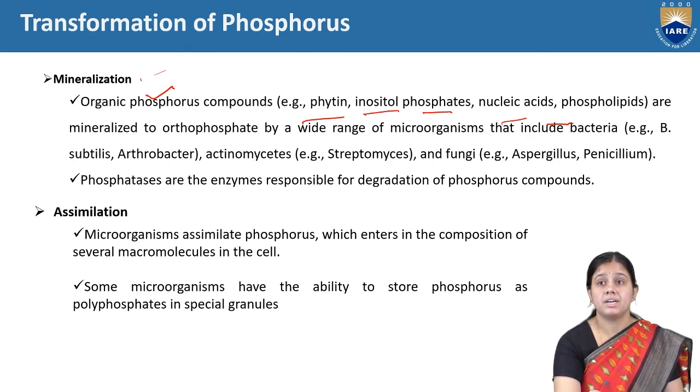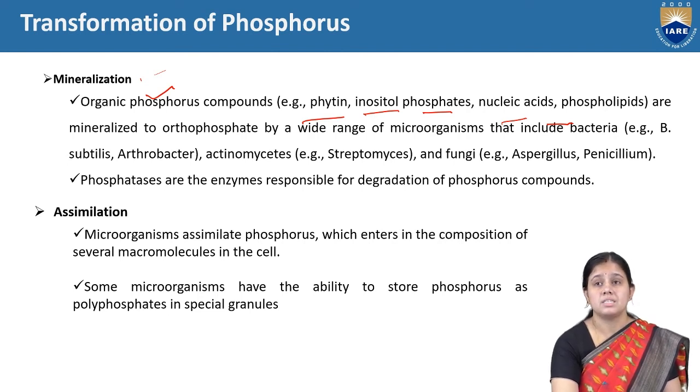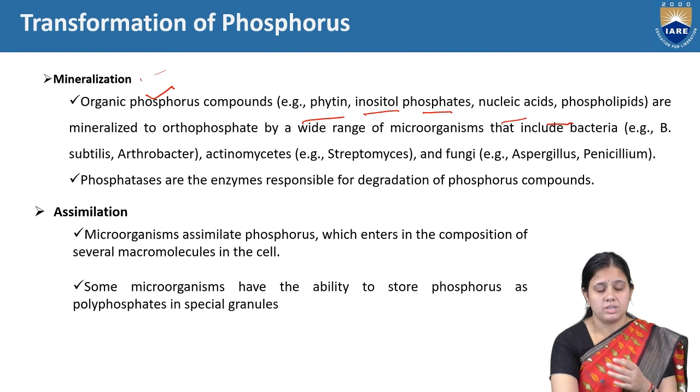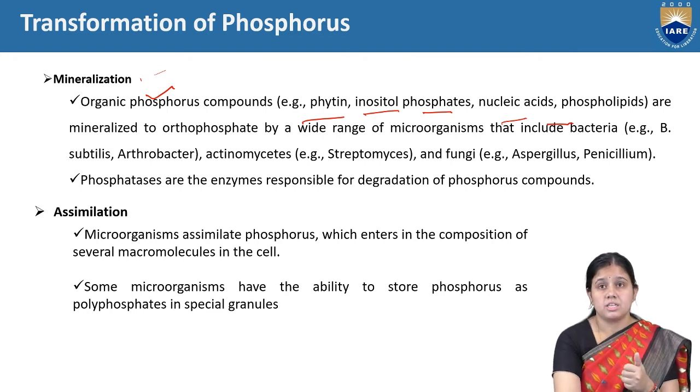The bacteria and fungi involved are Aspergillus, Penicillium, Actinomyces, and Streptomyces. These microorganisms make phosphorus available. The enzyme responsible for the degradation of phosphorus compounds is phosphatase. The next process in the transformation of phosphorus is assimilation.